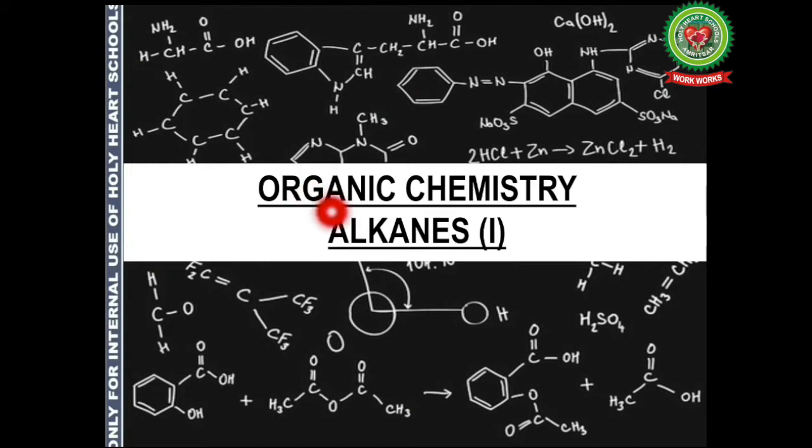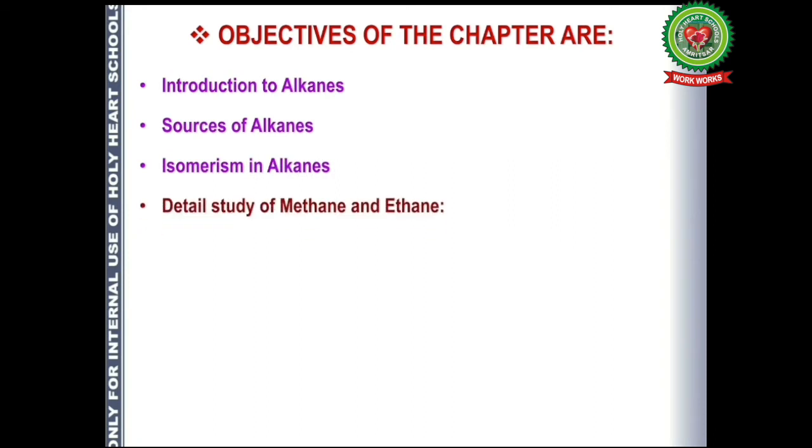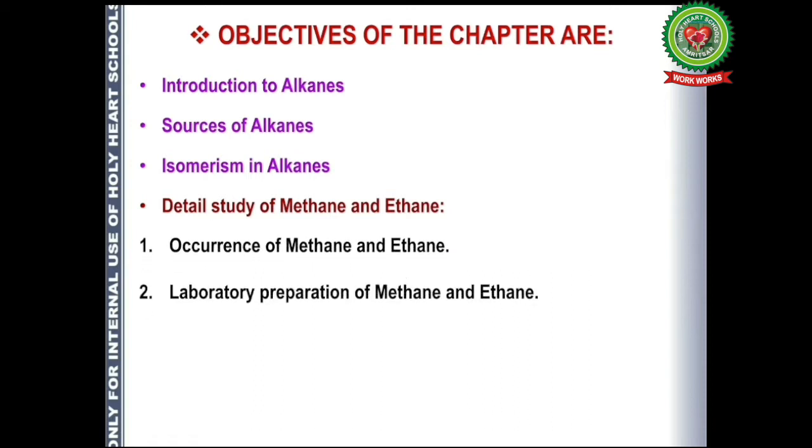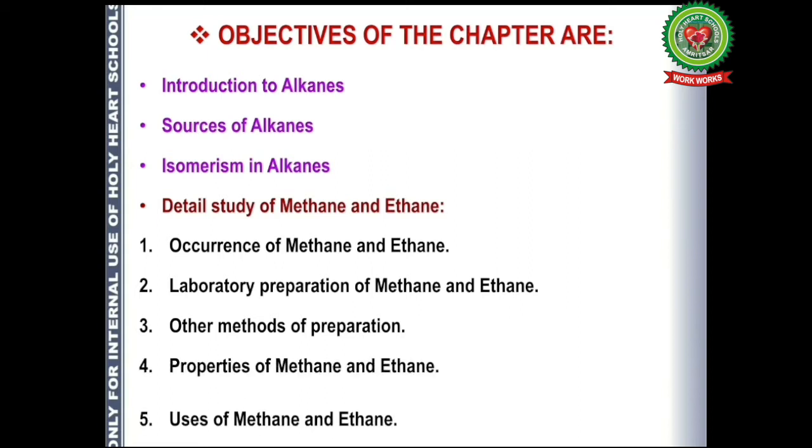Let's start with the discussion of the chapter Organic Chemistry, and in that we are going to cover alkanes. So what are the objectives of the chapter? First of all, we are going to study its introduction, then we are going to cover its sources, isomerism in alkanes, and we are going to do a detailed study of methane and ethane, and in that we are going to study its occurrence, laboratory preparation, other methods of preparation, properties of methane and ethane, and uses of methane and ethane.